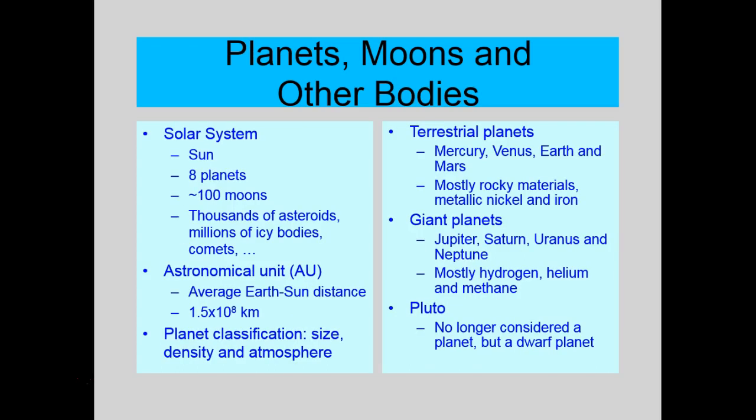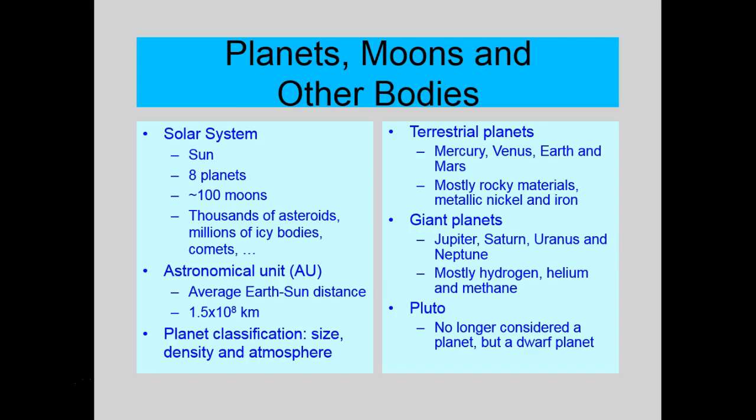Now, here's what our solar system is made up of. The sun, more than 700 times everything else put together. Huge, massive. 8 planets, okay? And these 8 planets have something on the order of 100 moons. I think at least half of those are around one planet, Jupiter. And we'll talk about why that may be true.